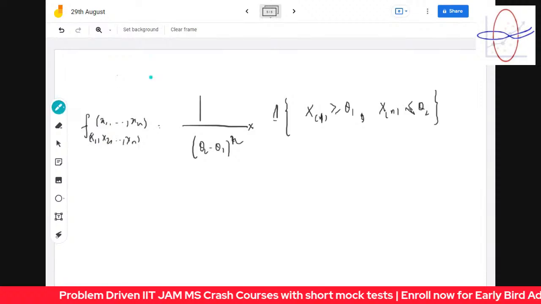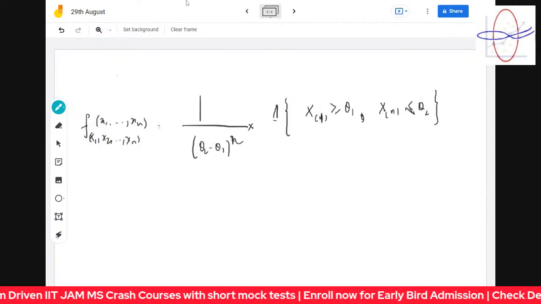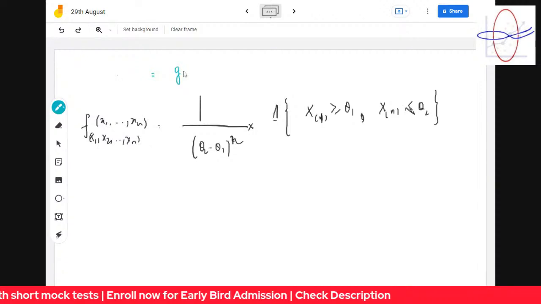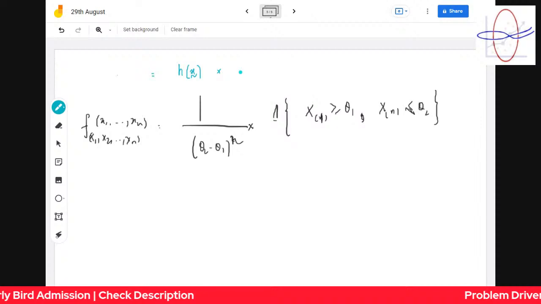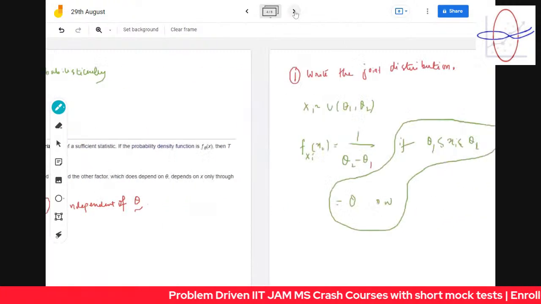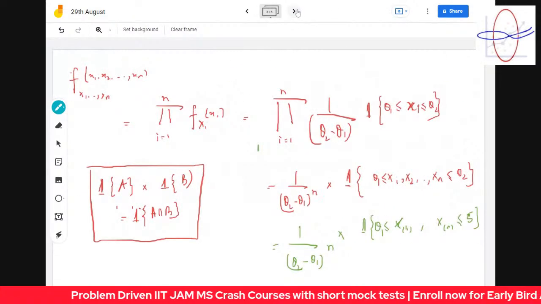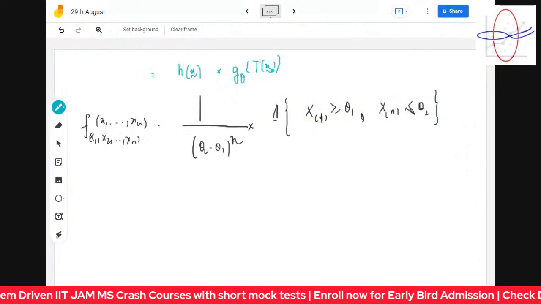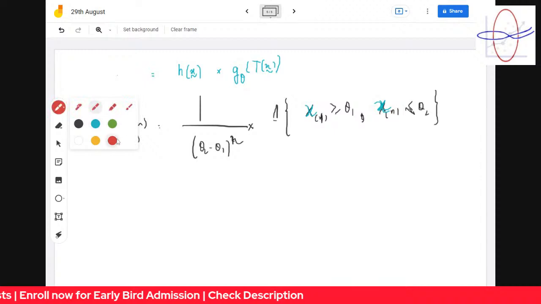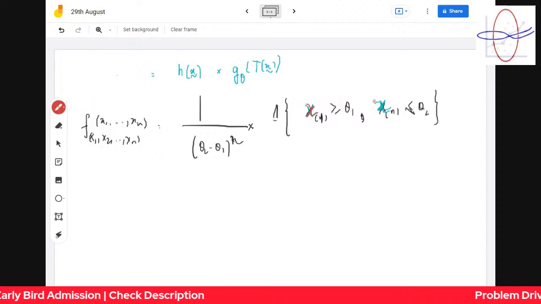To find the sufficient statistic, we have to express it in terms of h of x times g of theta of T(x). So to find this T(x), you can write this in small x1 and small x2. Sorry, this is small x1 and small x2, not capital X1, capital X. This is a mathematical mistake.